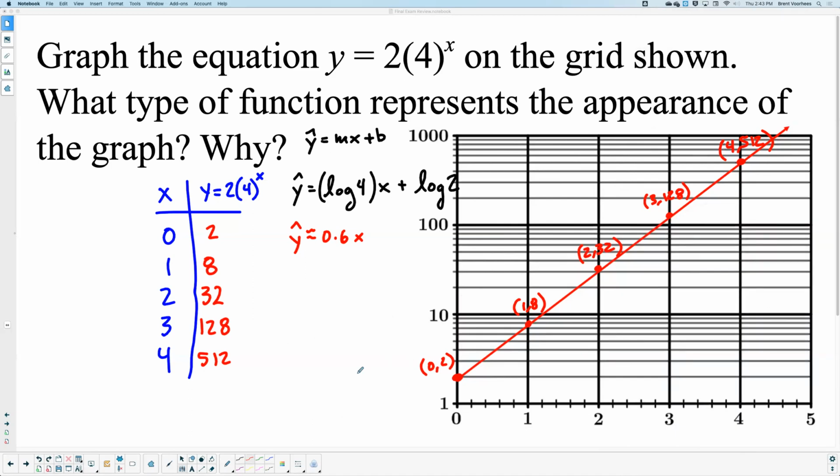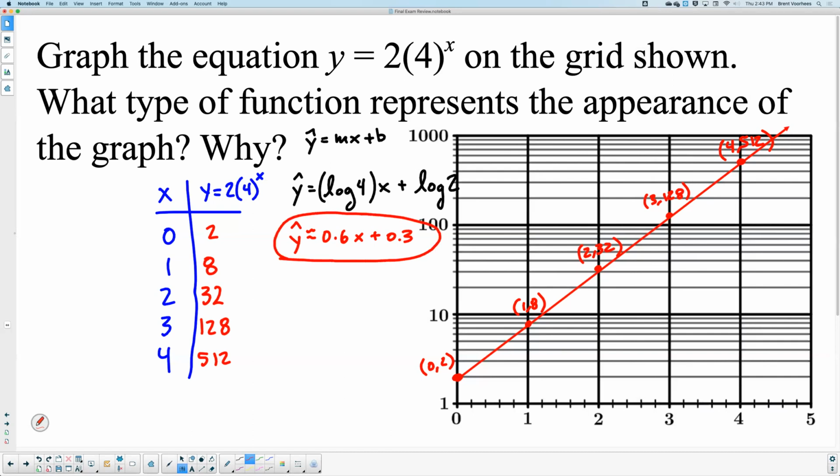Close that off. And so back over here, plus 0.3. That would be the equation that represents how the data looks.